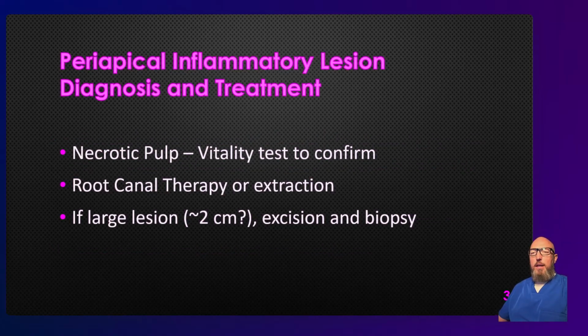All right, so pulling all these together from the inflammatory group, it starts with a necrotic pulp, so confirm it with a vitality test. Then the treatment is typically root canal or extraction.